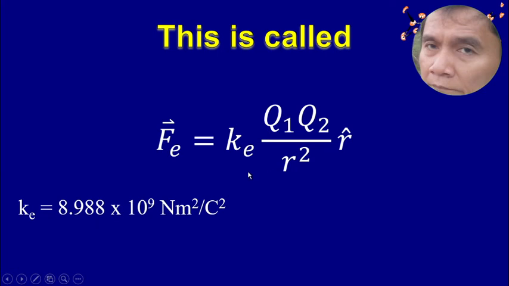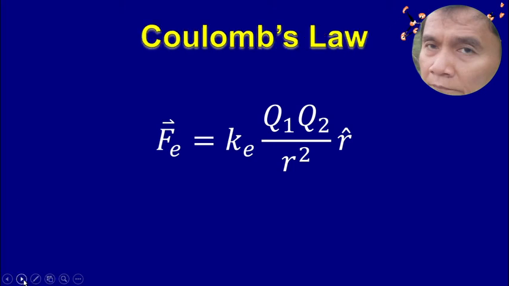And this is called, okay, with the K sub E, which is currently measured at 8.988 times 10 to the 9 Newton meter squared per Coulomb squared, a rather complicated set of units, and is named in honor of him, Charles Augustin Coulomb. Okay, and he came up with this formula.